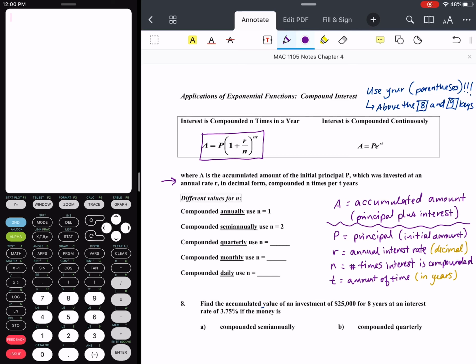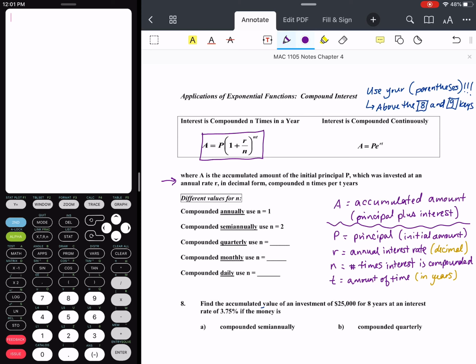And principal, speaking of that, this capital P, principal is your initial investment amount. So if you're putting $20,000 into an investment account, P, your principal, is $20,000. Lowercase r is your annual interest rate, and make sure this is as a decimal. So if a problem says you're earning 5% interest, in your formula you would put in 0.05 in decimal form.